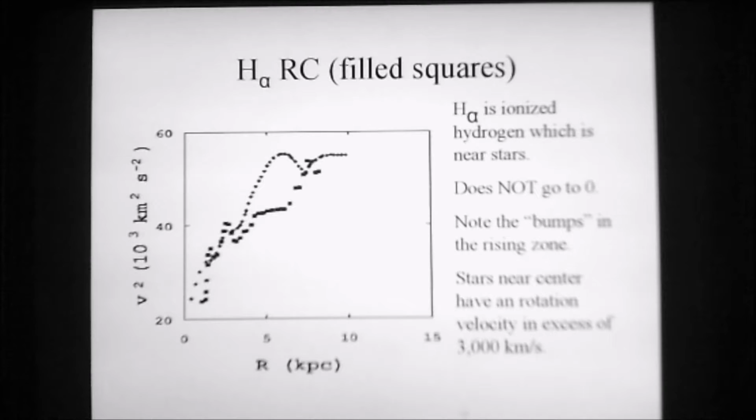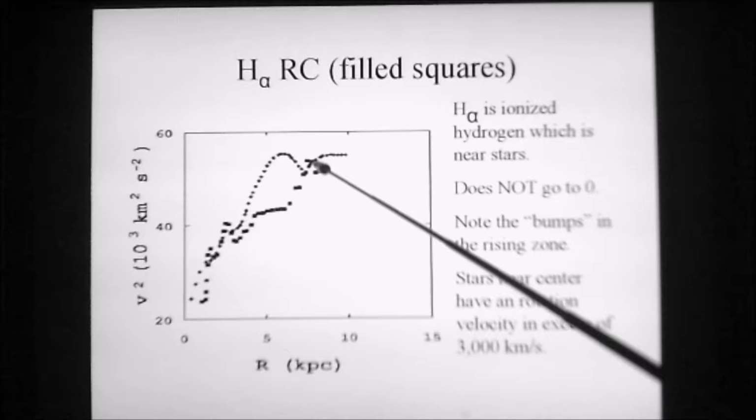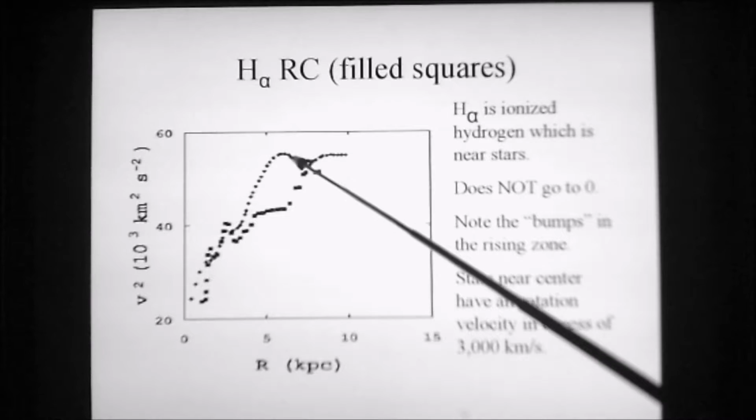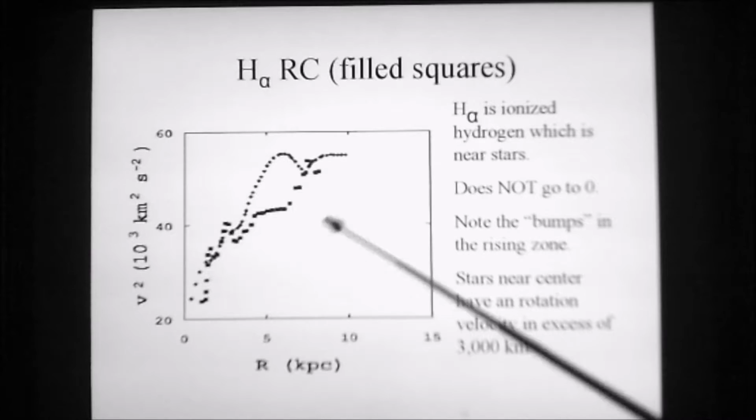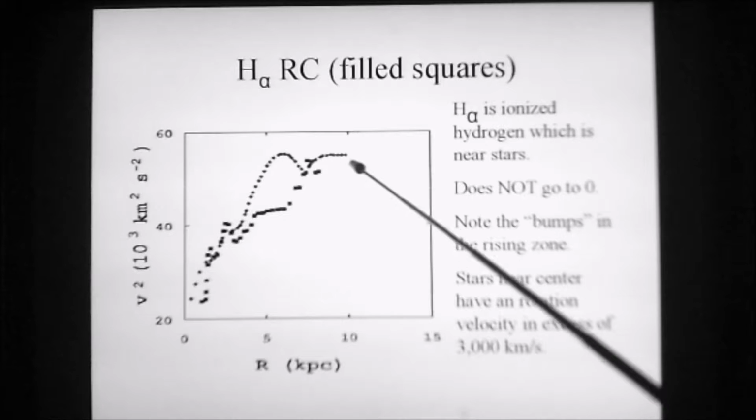The H alpha is ionized hydrogen, which is near stars. So this then is the star rotation curve, and it ends about here, which is close to the knee. And you'll notice that the gas hydrogen continues on out.